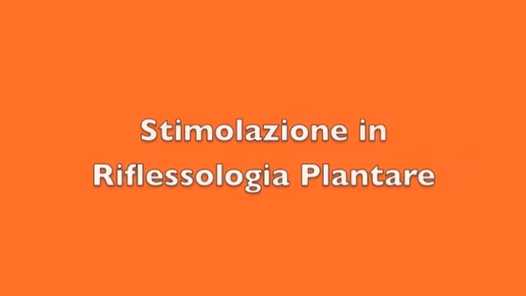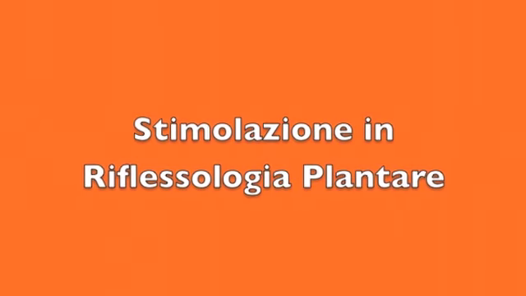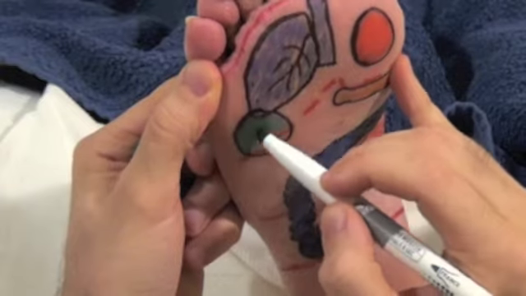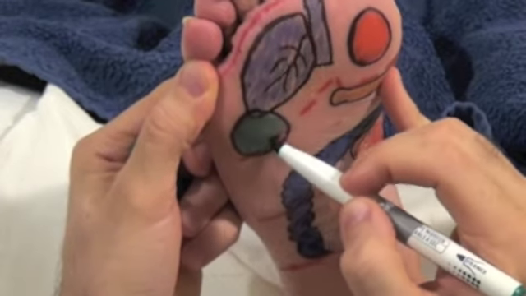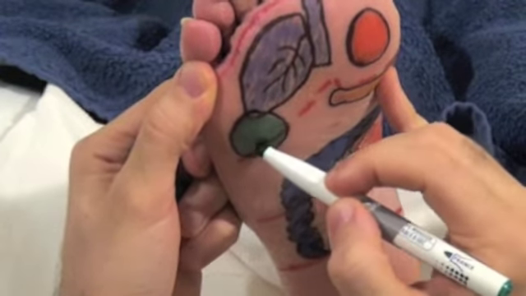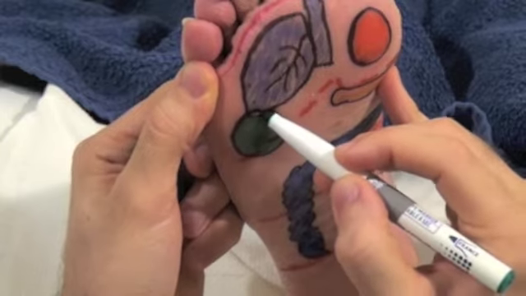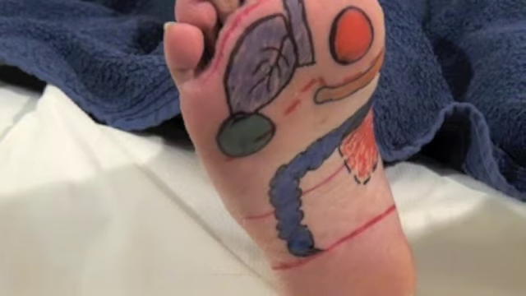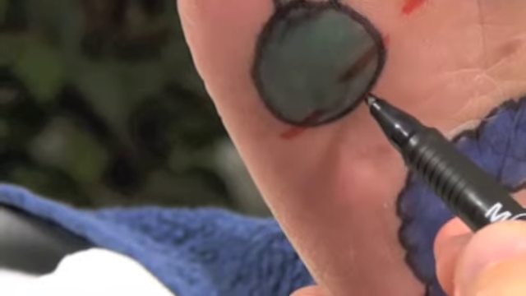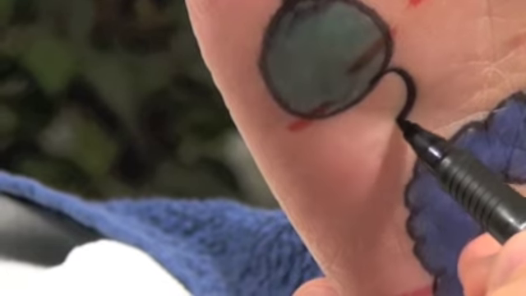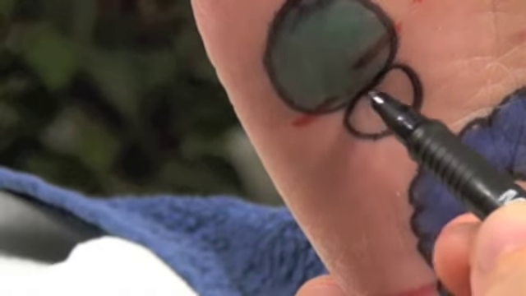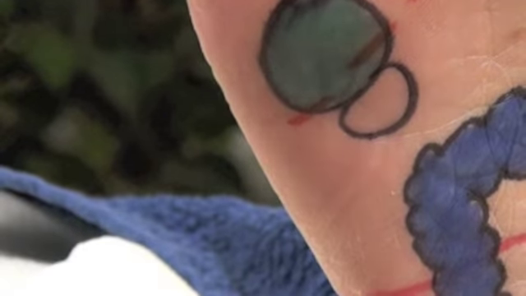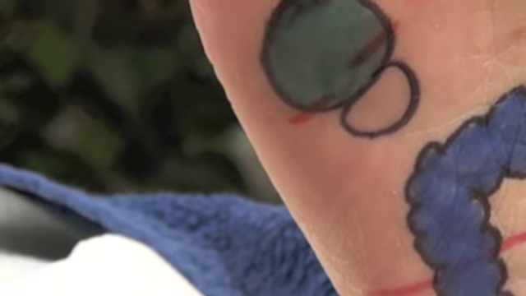Stimulation in foot reflexology. Now, here we have the liver zone, and this is underneath the 4th and 5th toe, right on the foot. Now, underneath that, we have the gallbladder zone, which is the one that I'm drawing now, and we have to stimulate as much as we can for 3 or 4 minutes these 2 areas so as to reactivate as much as possible the energy connected to the liver and to the gallbladder.